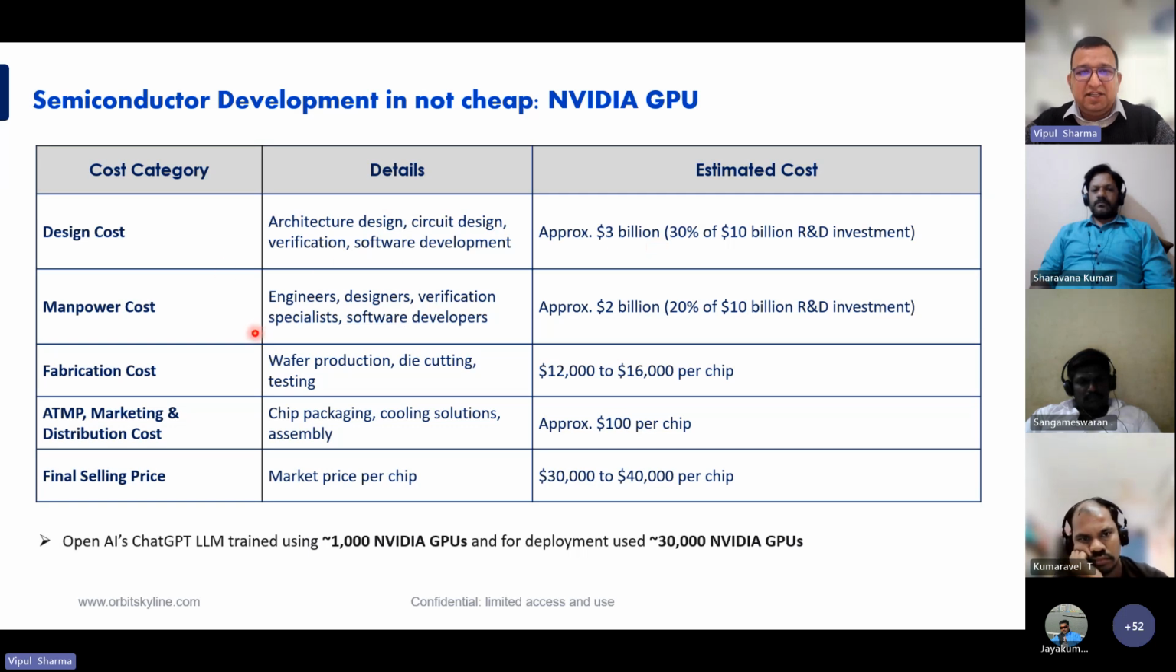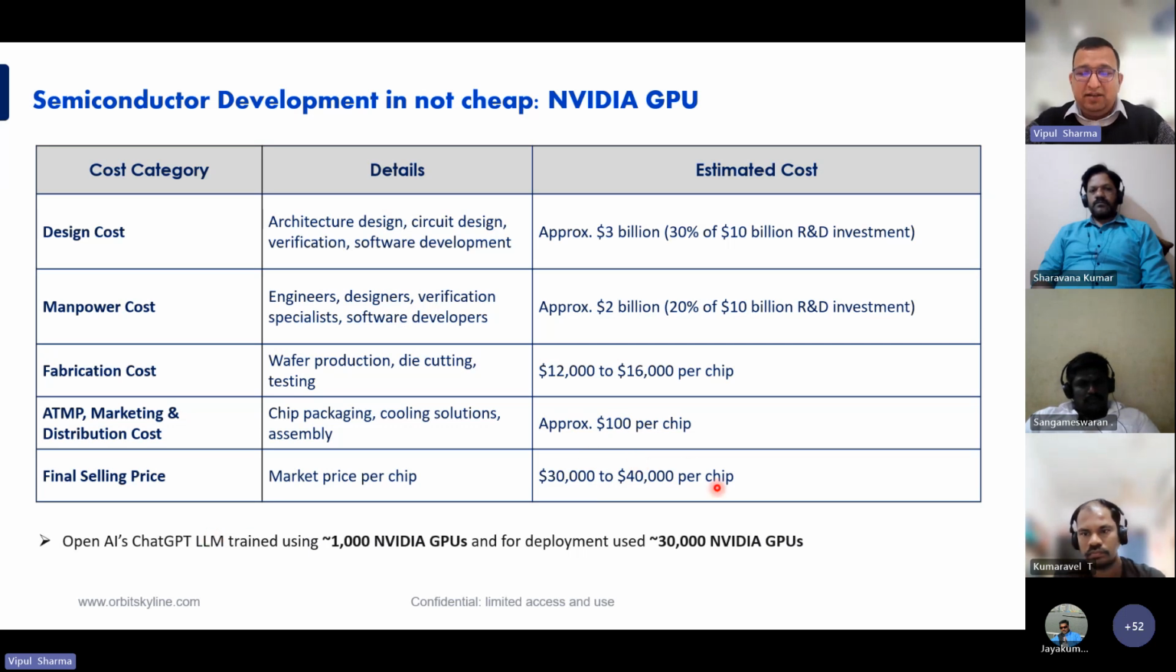Then the manpower. There are large teams working on building these kinds of chips or ICs or GPUs. So this is the cost involved for that kind of manpower. And then during fabrication, the cost of fabricating a single chip is around $12,000 to $16,000 per chip. So in front of this, everything looks very small. That is the ATMP cost, that is testing, packaging, etc. This is $100 per chip. But the final selling price of this chip is around $30,000 to $40,000. So I think if you convert it to INR, it comes around 30 to 40 lakhs. A single chip costs this much, 30 to 40 lakhs.